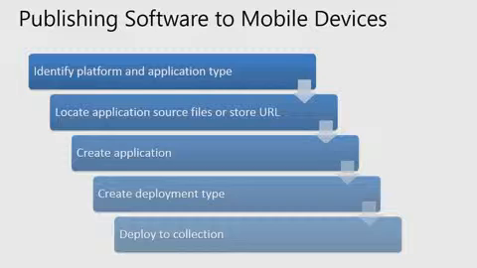The overall process there is identifying the platform and the application type, of course. Do you want to publish to iOS or Windows Phone, or what is it that you have? What app do you have? Get the source files or the store URL for the app that you want to publish. Create the application in System Center Configuration Manager. Create a deployment type, and that can all be part of the same wizard if you'd like, and then deploy that to a particular collection of devices.